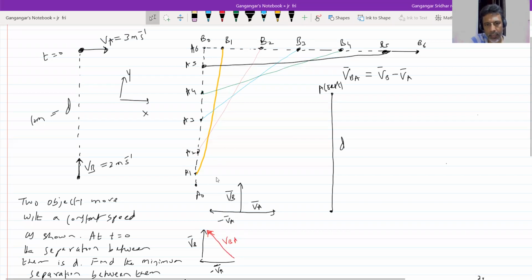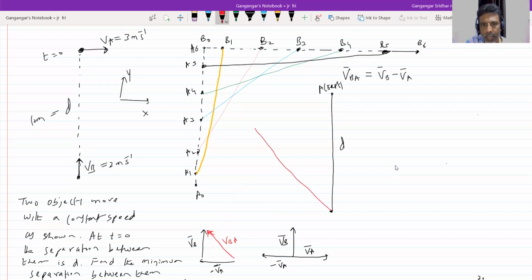I will indicate that. I'll shift this. So VBA direction here will come like this. Now what is this? Path of B with respect to A. VBA, you write it. So what name should I give? I should name this as the path of B with respect to A.